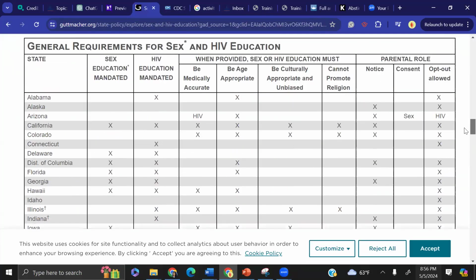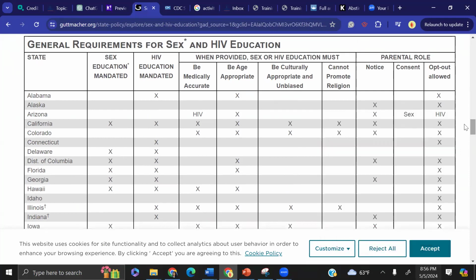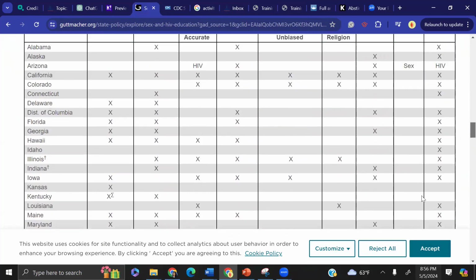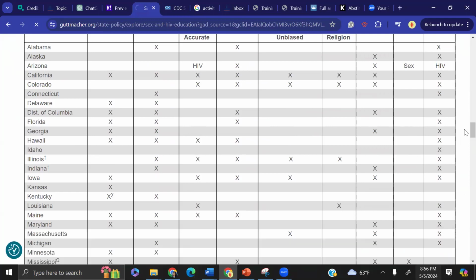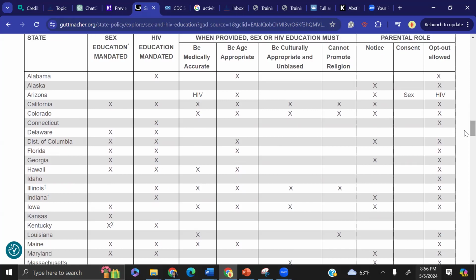So this chart right here shows the general requirements for sex and HIV education. If we look at the top, I wish I could make it smaller, but I don't know how. Just scroll down to Maryland, because Maryland is a little bit lower. We can see that it says it doesn't have to be accurate. All right, there we go. Doesn't have to be age appropriate. Wow. And it can promote religion. Yep.